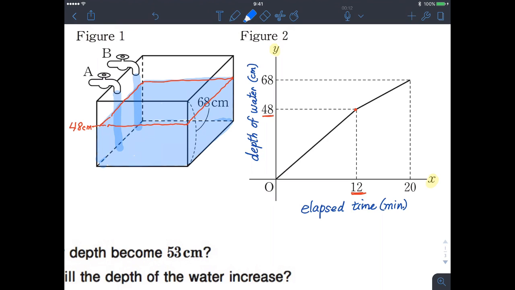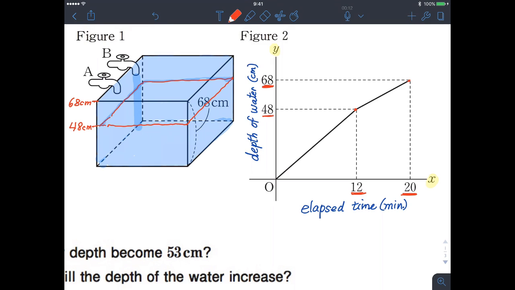So what happens next? Well, the problem says that we turn off pipe A and we continue to use pipe B, and as pipe B flows, the depth of the water continues to increase, but at a slower rate than before. But eventually, the tank will fill, and the depth of the water will become 68 centimeters. So we show that here on the graph. It becomes 68 centimeters after 20 minutes.